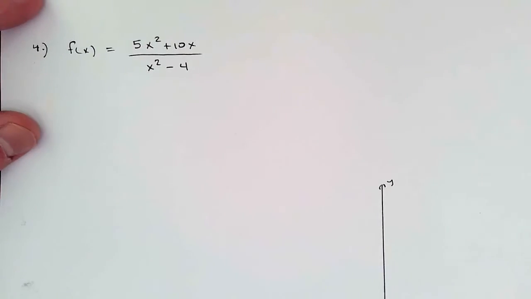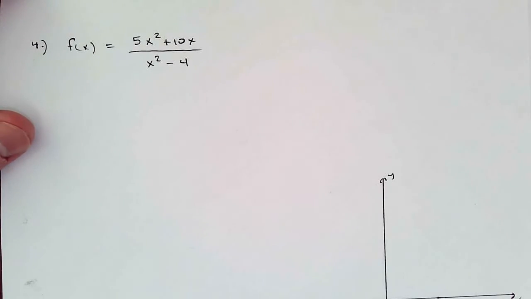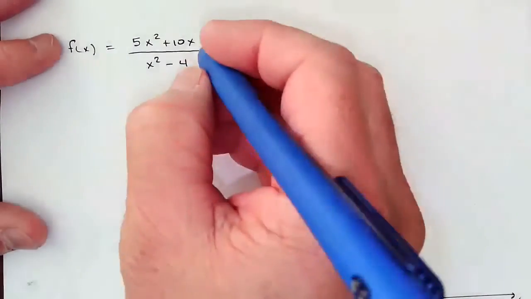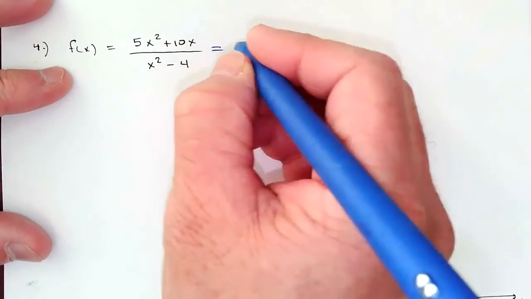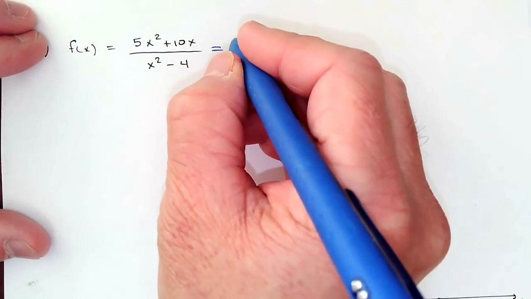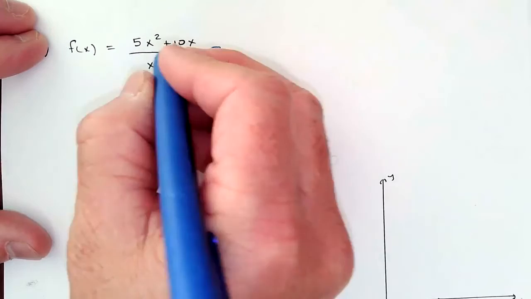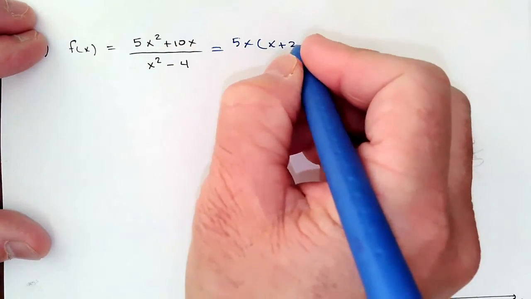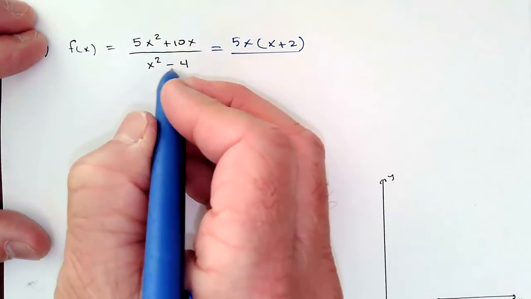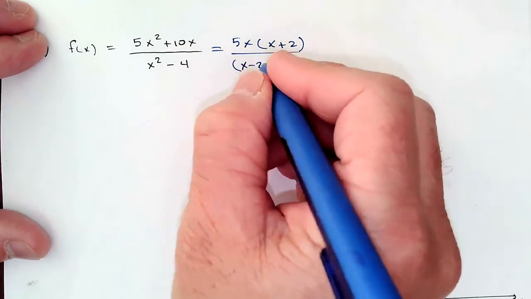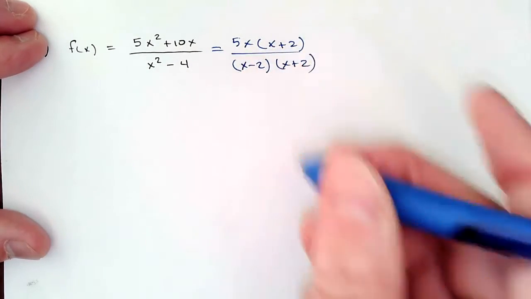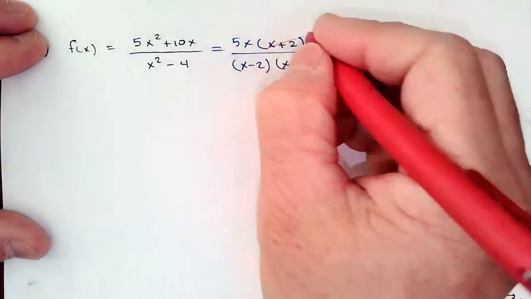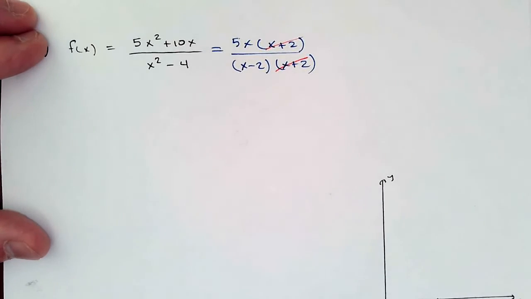So we want to keep that in mind. Let's do one more. So what you'd probably want to do from here on out is make sure you factor everything completely before you do too much work on it. So here, if I take out a 5x, I'm going to be left with x plus 2. X squared minus 4 factors into x minus 2 times x plus 2. And you see the common factor of x plus 2 that's going to cancel out.